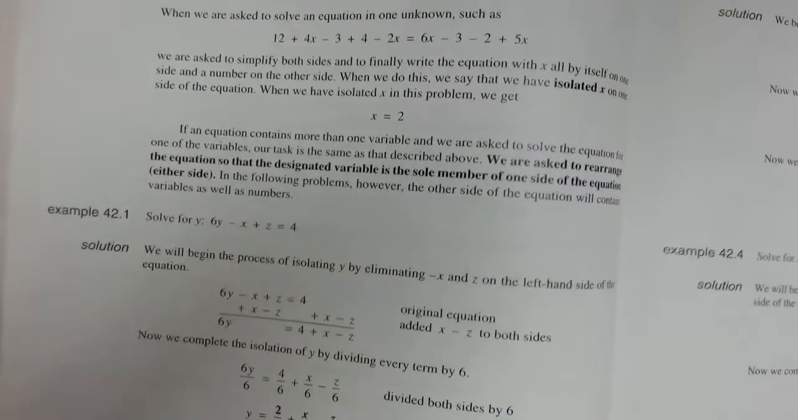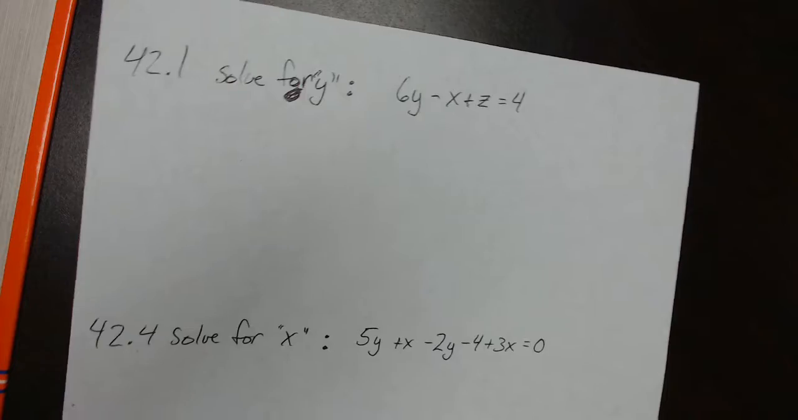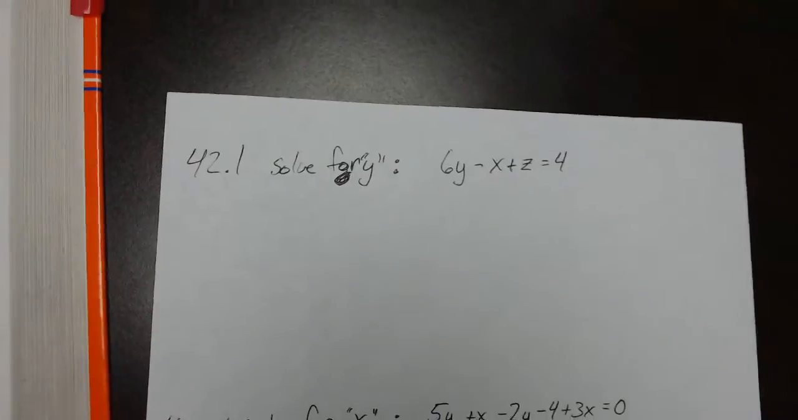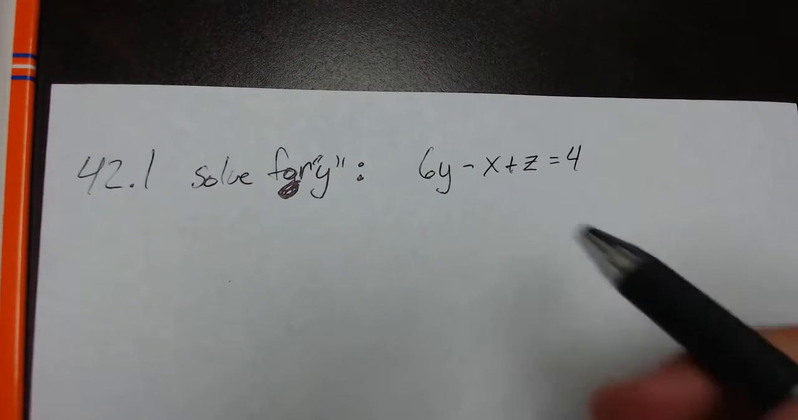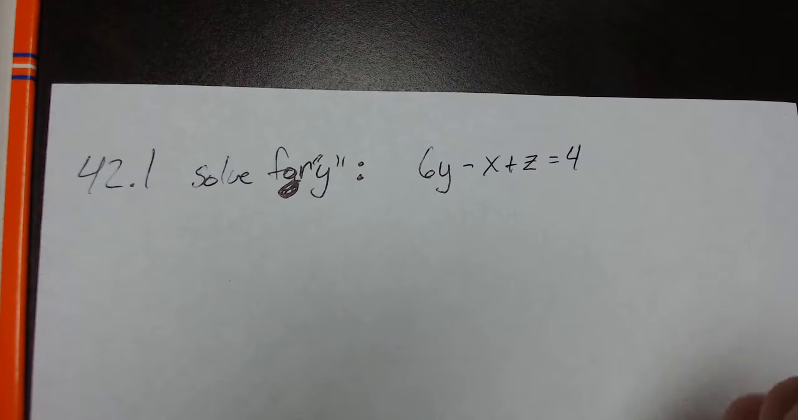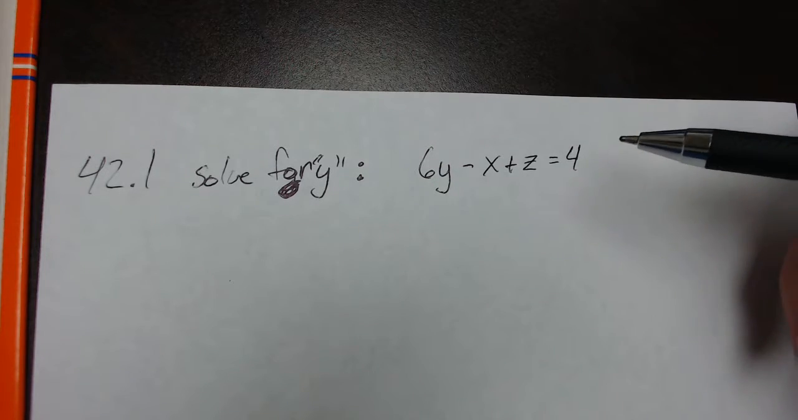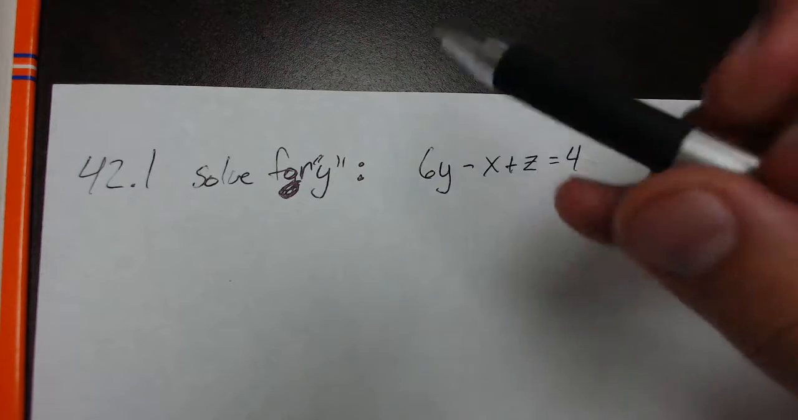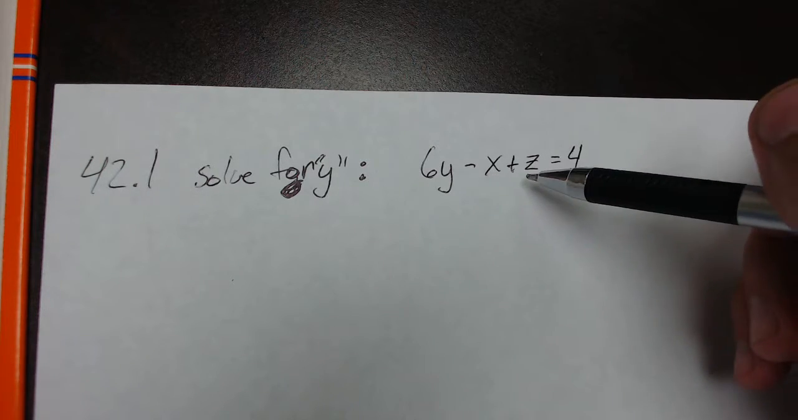So we'll go ahead and put that into practice right now. We'll do example 42.1. So I'm going to solve for y in 6y minus x plus z equals 4. Now we'll go to our rules of equations, and the first rule we're going to go to is use PEMDAS backwards. So I'm not going to try to move the 6 first because that's a multiplication action. I'll move the addition and subtraction first.